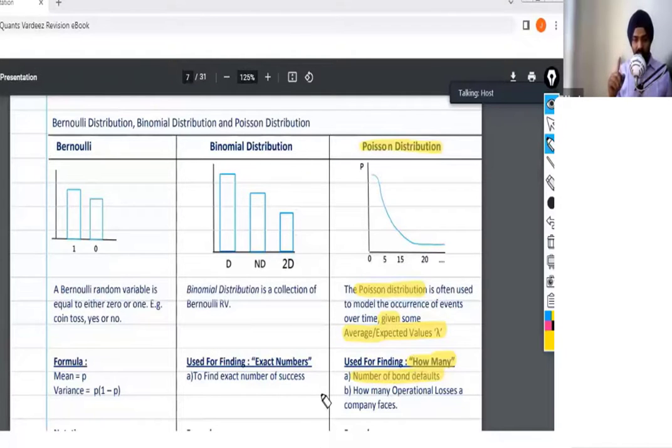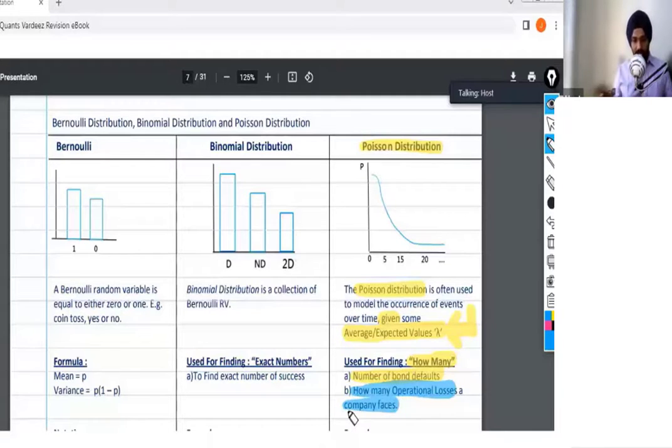Provided I'm given some average defaults. Okay. Similarly, we can also use the Poisson distribution, and this is something that you would see in your operational risk chapter as well: how many operational losses a company will face. I look at last year and I see that I have faced maybe 4 operational risk losses. There were like 4 losses on average in the last year.